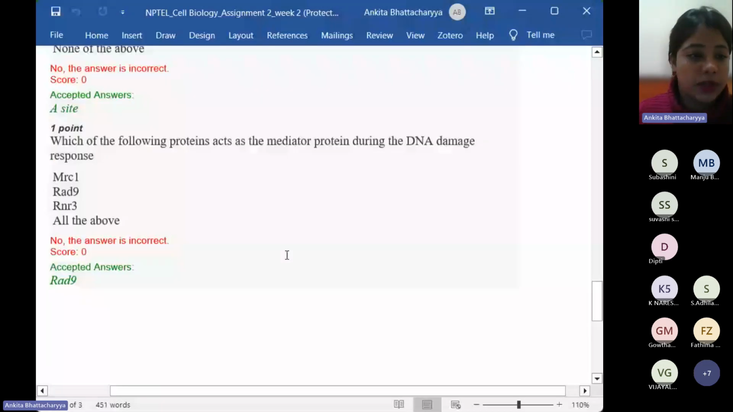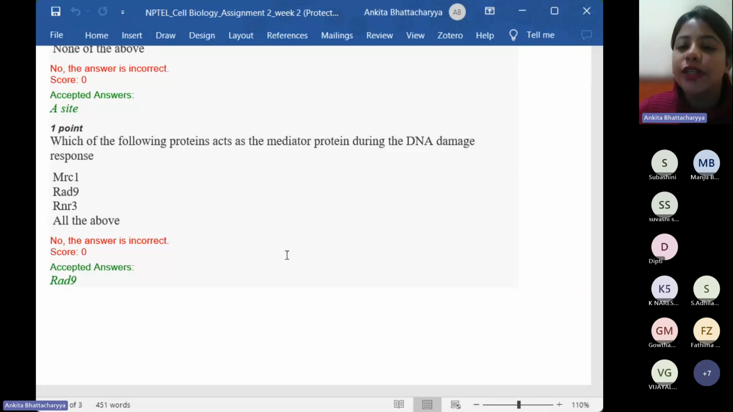The next and last question for today is, which of the following proteins acts as the mediator protein during DNA damage? So this is a very, very specific protein. It was a part of, I think, the third video lecture, if you remember. So MRC1, RAD9, RNR3, or all of the above. The correct answer to this is RAD9. So there is not much to discuss here. RAD9 was given as an example of the mediator during DNA damage.